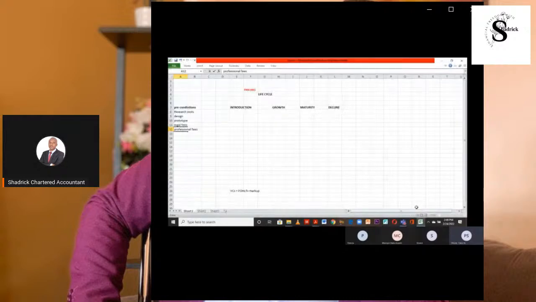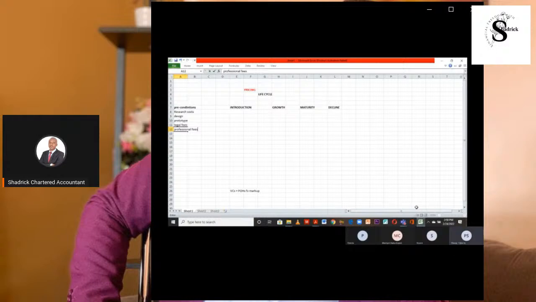If you see on the sheet here, we have the format. That's the life cycle costing. It's another technique we use in pricing. Life cycle costing has to do with pricing using the value or the costs that are incurred throughout the life cycle of a particular product.